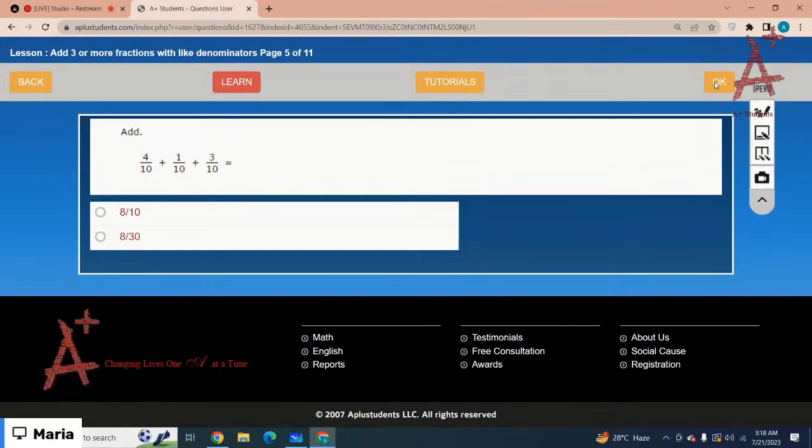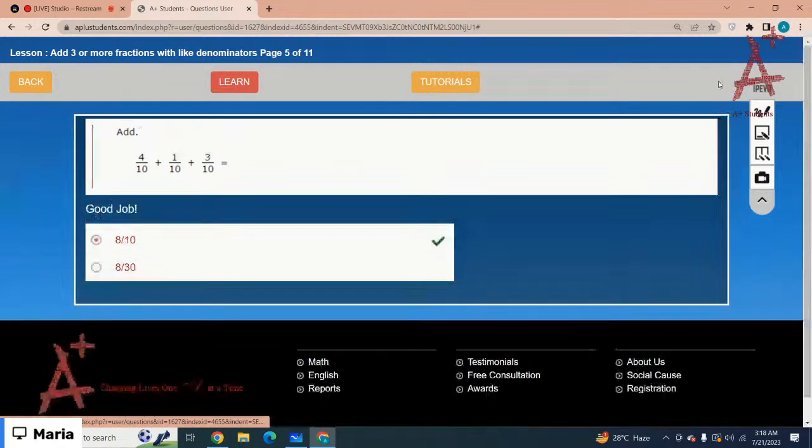So you have to add the numerators. 4 plus 1 is 5, and 3 makes 6, 7 and 8. So it is 8 over 10. The correct option is 8 over 10.